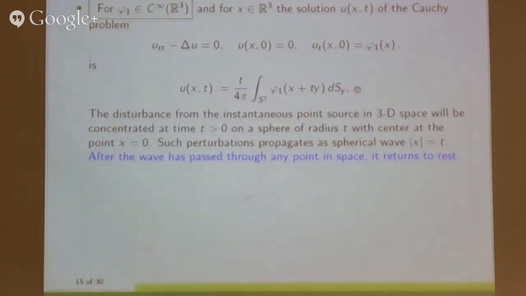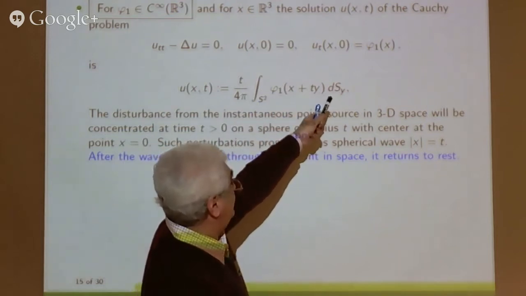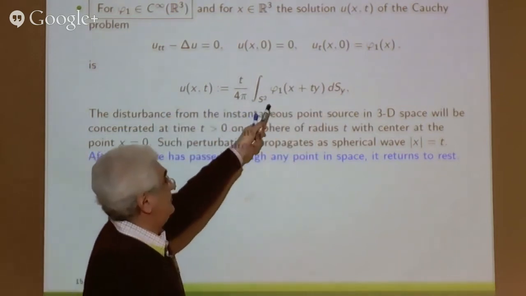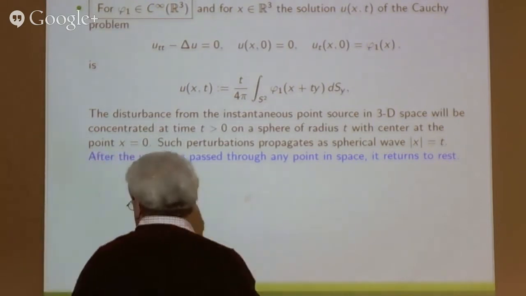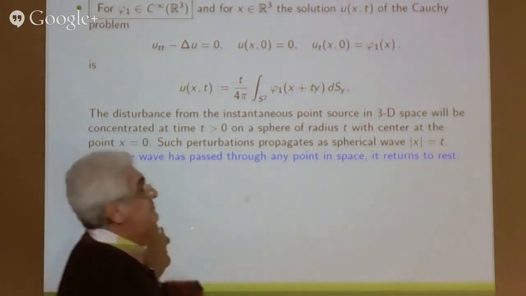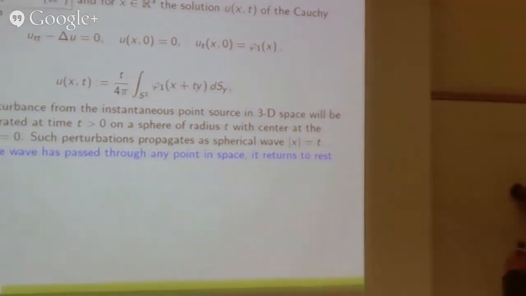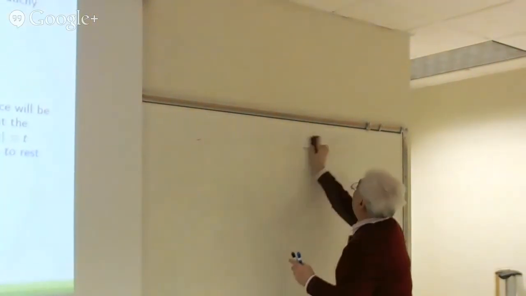And next, if we look at n is 3, what happens in this case? If we take the first initial data 0, and the second different from 0, this formula is from a textbook, and you see that the integration is over a sphere of radius t.